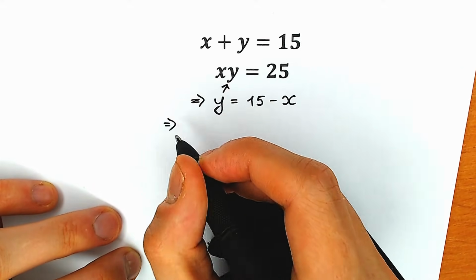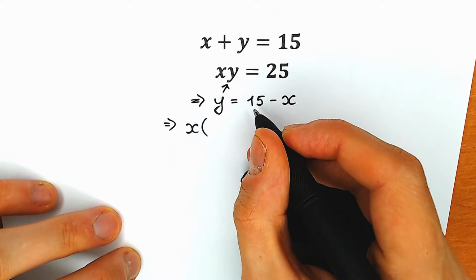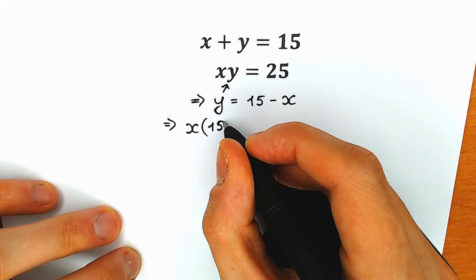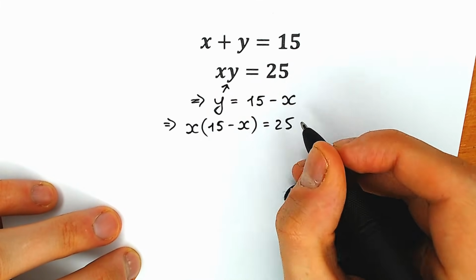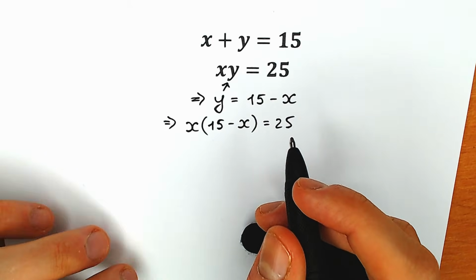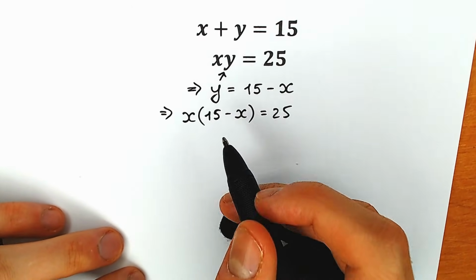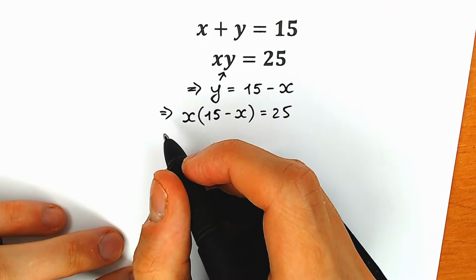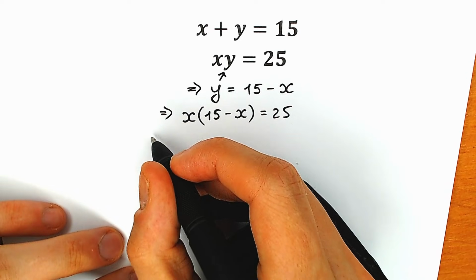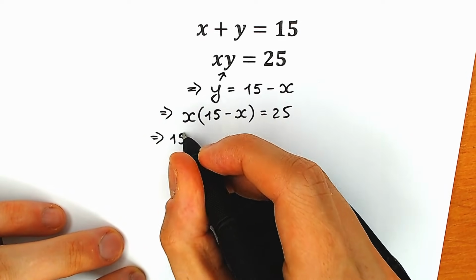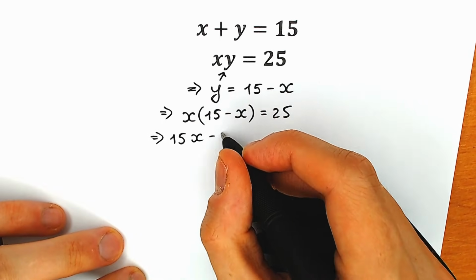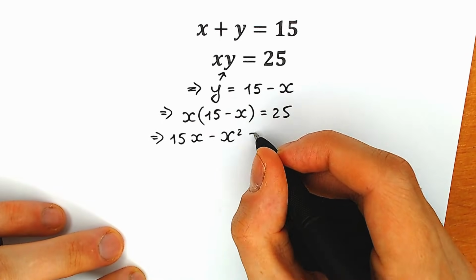So let's do it. We have x times (15 minus x) equals 25. Now we have only one variable, we don't have a y, we have only our x. So let's solve this for x. It's much easier for us to work with only one variable. So x times this parenthesis, we have 15x minus x squared equals 25.